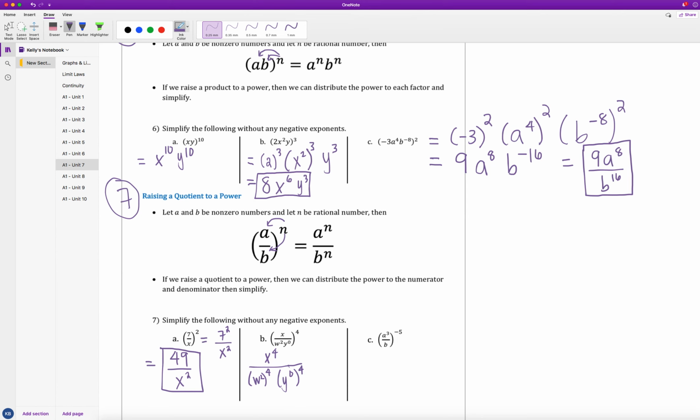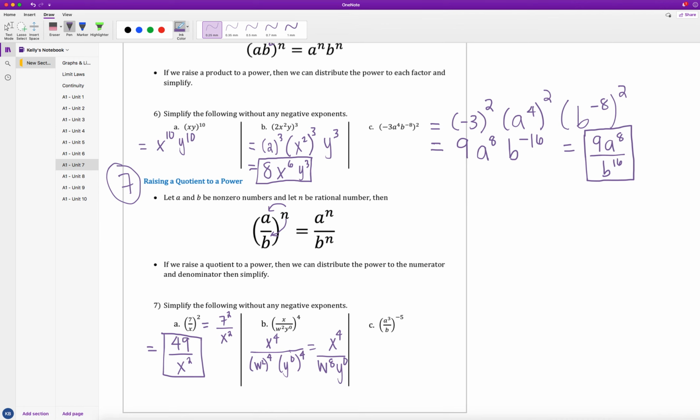From here, on the numerator, x to the 4th will just stay as x to the 4th. In the denominator, I have powers to powers, so I can multiply those, and I'll get w to the 8th, and then 0 times 4 will still just give me 0. And we're almost done. I don't have any negative exponents, but remember our very first property said that anything to the 0 power is equal to 1, so I can simplify this a little bit further by replacing y to the 0 with a 1. So my final answer would be x to the 4th over w to the 8th, since y to the 0 power is equal to 1.